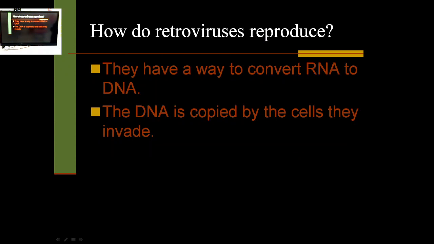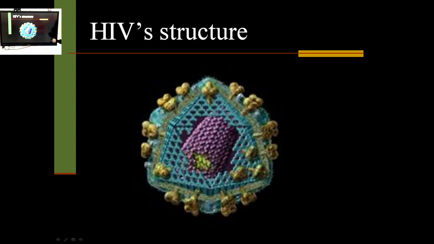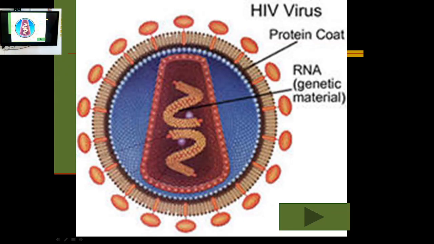How do the retroviruses reproduce? Do you know? The retroviruses have a way to convert the RNA into DNA. Then the DNA is copied by the cells they invade. So this is the way of reproduction of the retrovirus that contains RNA. This is the structure of the HIV, which is one of the retroviruses. As you can see, this is the RNA here, and this is the protein coat of the HIV virus.